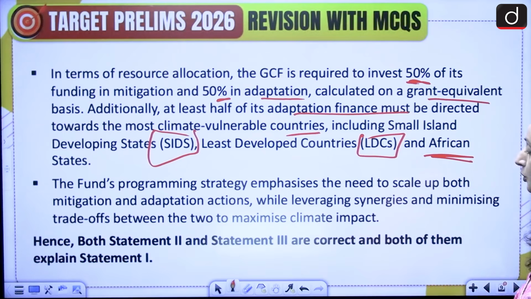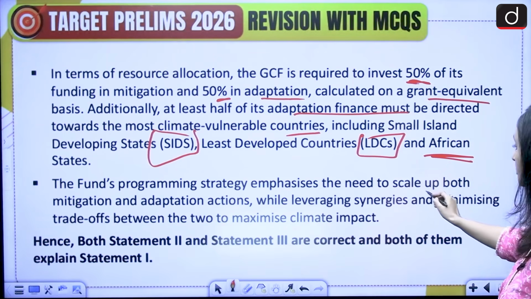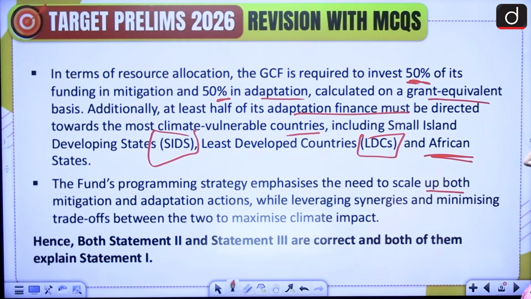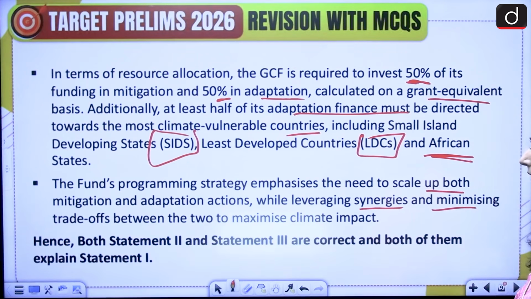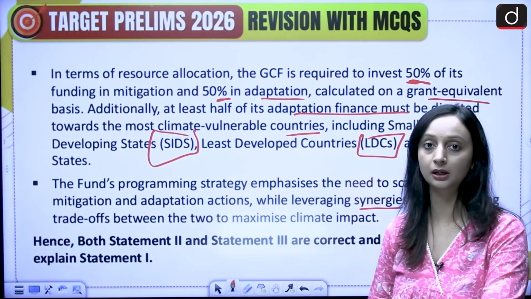Then the fund's programming strategy emphasizes the need to scale up both mitigation and adaptation actions while leveraging synergies and minimizing trade-offs between the two to maximize climate impact. Okay, so both the statements are correct and both are explaining statement number 1.